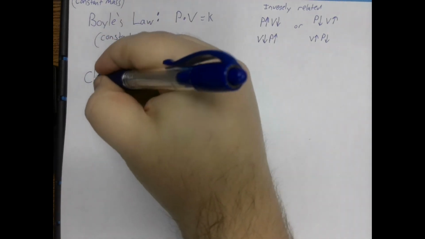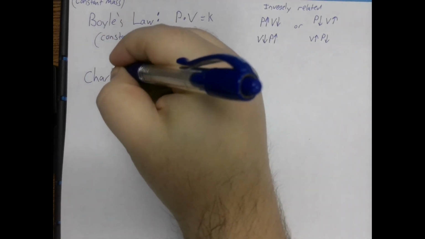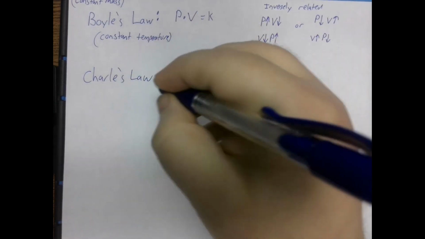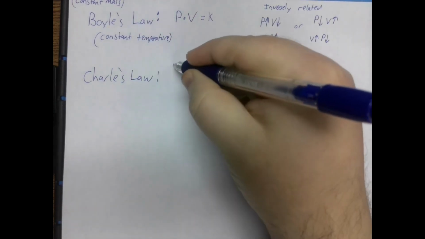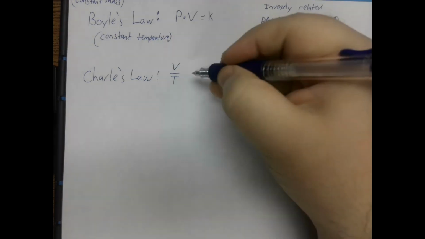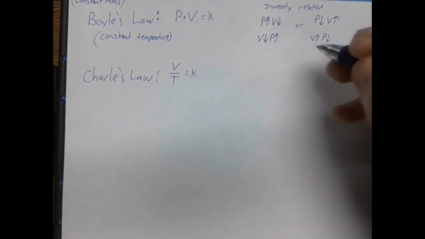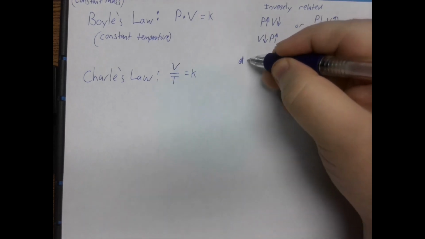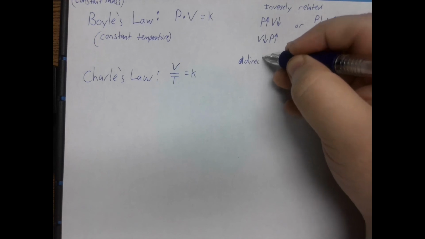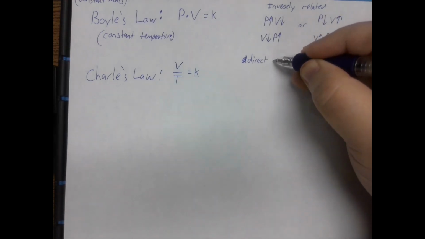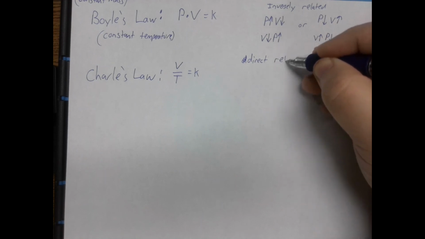So let's do Charles's law. It relates volume and temperature. And this is a direct relationship, directly related.